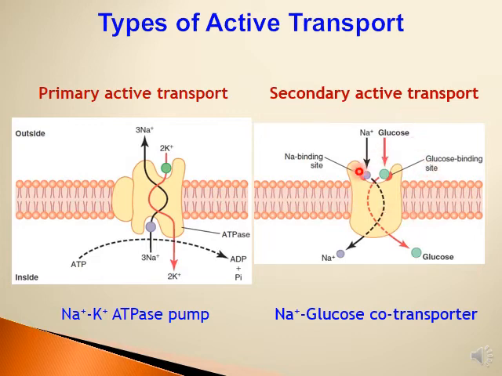You can see that no ATP is directly used. The pump or the carrier is using the sodium concentration gradient that was created by the primary active transport to co-transport glucose at the same time. Glucose is transported from low concentration outside the cell to high concentration inside the cell. And here this is the sodium-glucose co-transporter. We have many examples of secondary active transport, and we'll see a lot of them in different topics in physiology.